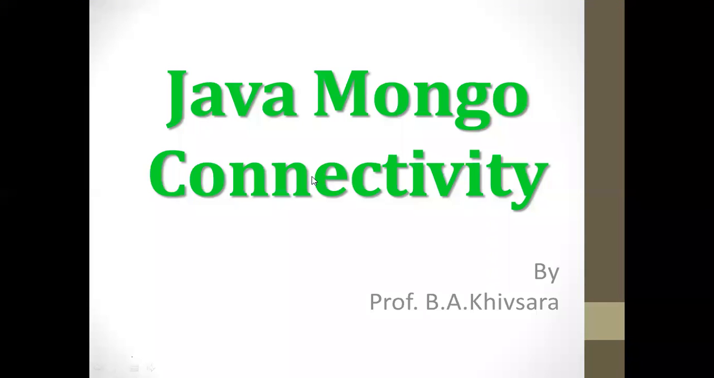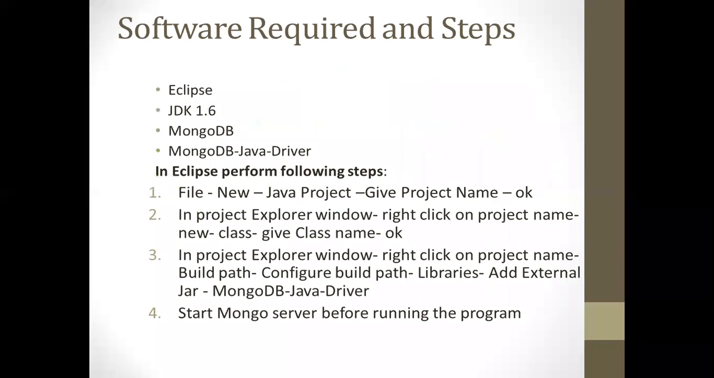Today, let's start with the Java Mongo connectivity practical. For the Java Mongo connectivity practical, you require software like Eclipse, the Eclipse Mars, Luna or Kepler version, then Java JDK 1.6 or above. Your machine should be ready with MongoDB installed, and you require a driver called the MongoDB Java driver. You can download the MongoDB Java driver from Google.